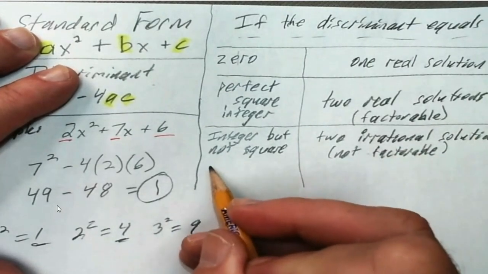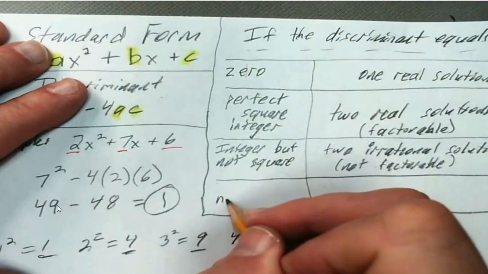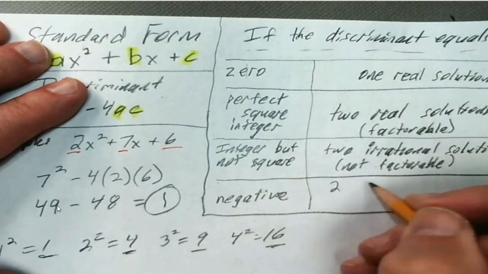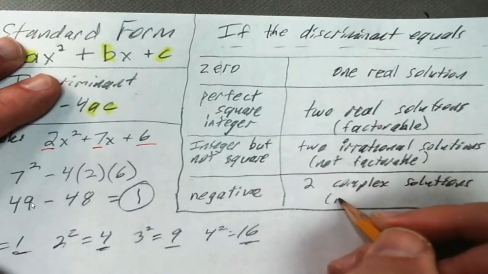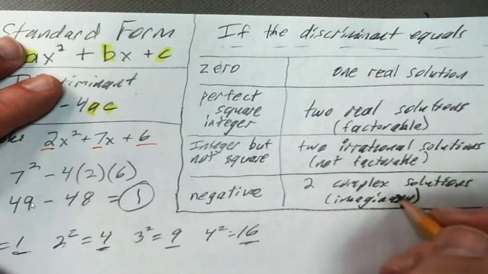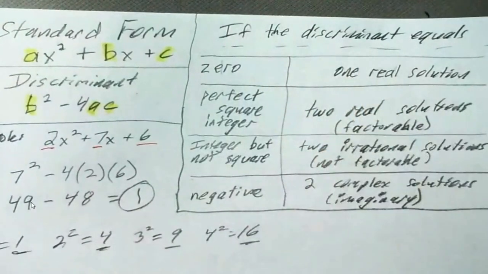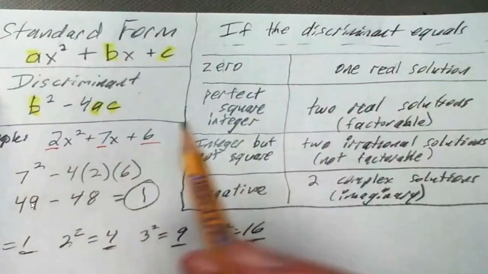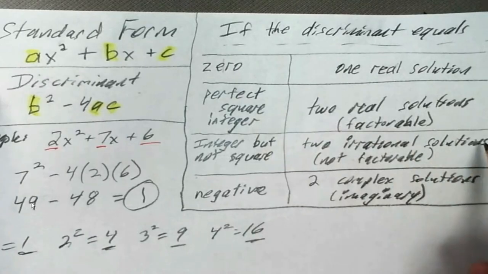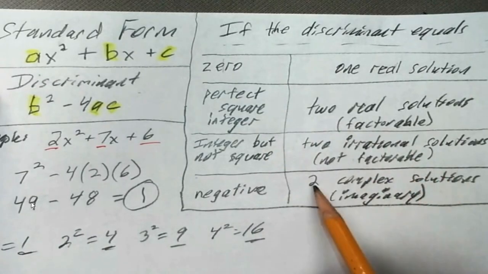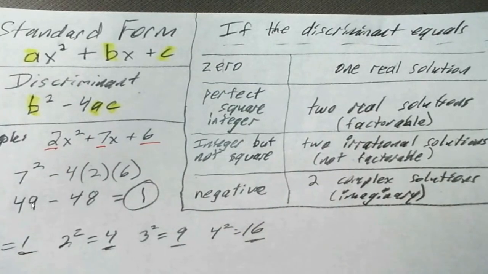And the last case, what if the discriminant is negative? It means 2 complex solutions, which complex means imaginary. 2 complex imaginary. So this is what the discriminant tells us. It'll tell us if our equation has 1 real solution, 2 real solutions, which means we can factor it, 2 irrational solutions, means we probably can't factor it, or 2 imaginary solutions, which means we definitely can't factor it, and we'll have to use the quadratic formula to find the answer.